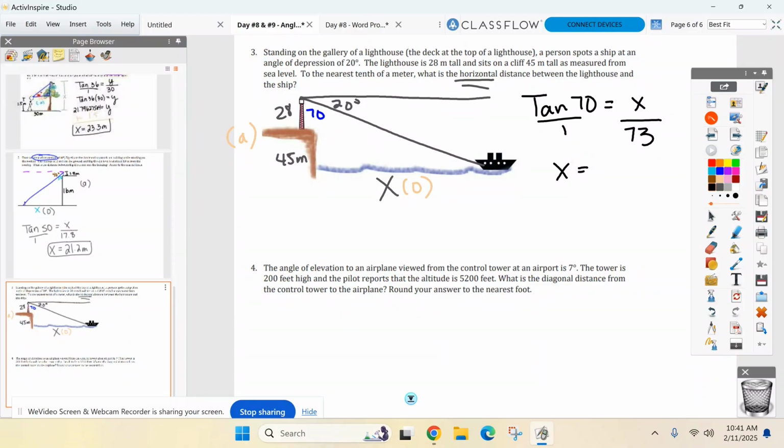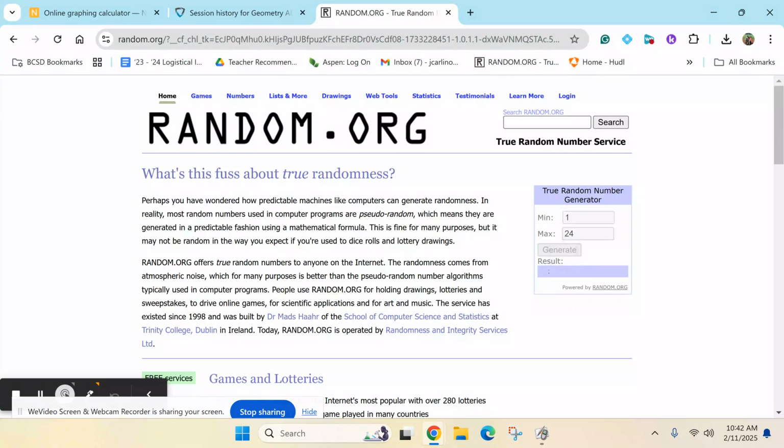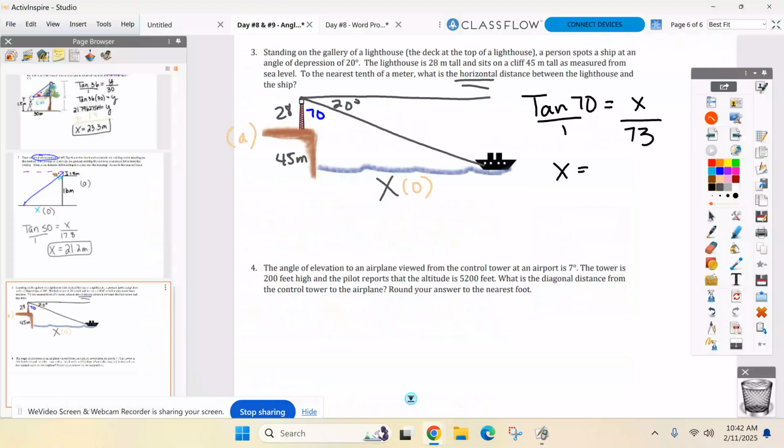And a quick scan of the directions. It says nearest tenth of a meter. My problem was in meters, so no need to convert. And I want to hear from somebody else. Emma, when you have it to the nearest tenth, let me know. Got it. Unbelievable.